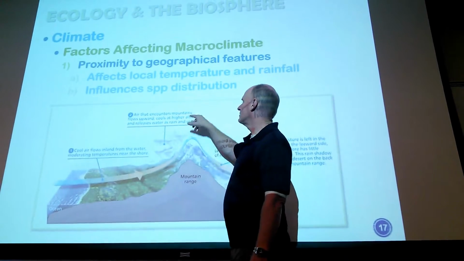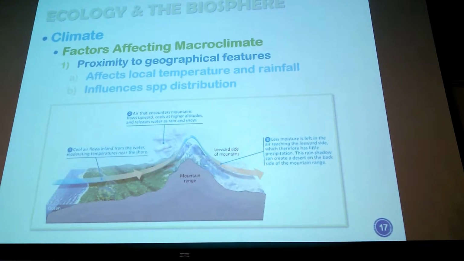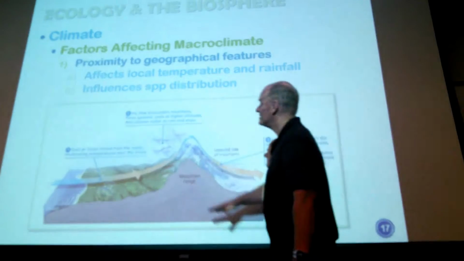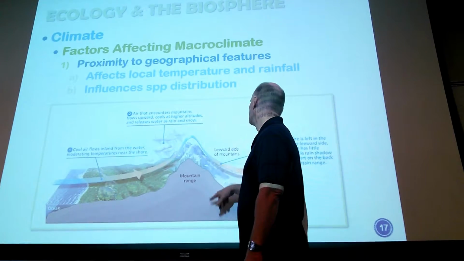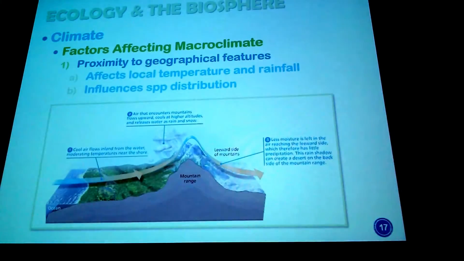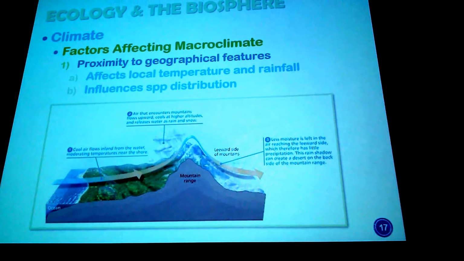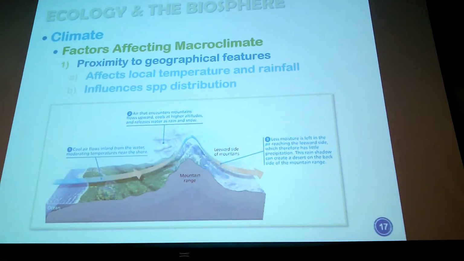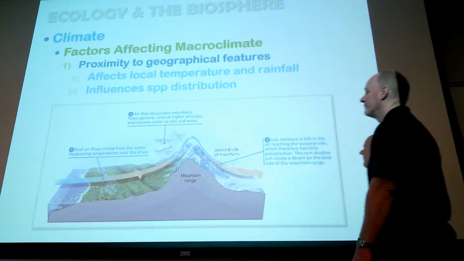As it moves up the mountain, air that encounters mountains flows upward, cools at higher altitudes, and releases water as rain and snow. As it moves over, now you've got clouds that are much drier. On the leeward side of the mountains, less moisture is left in the air reaching the leeward side, which therefore has little precipitation. This rain shadow can create a desert on the back side of the mountain range. Like I said, we live right over here on this side of the mountain.